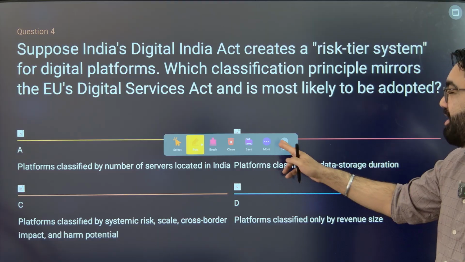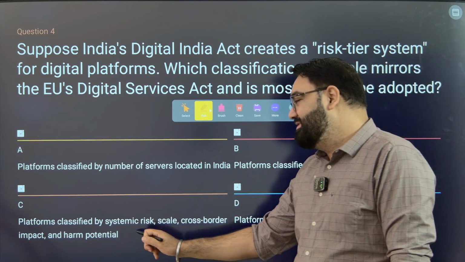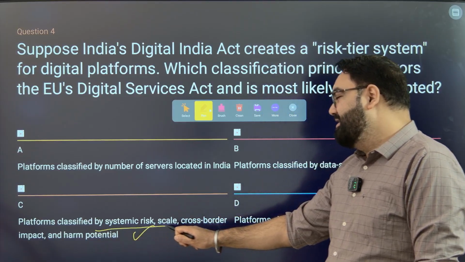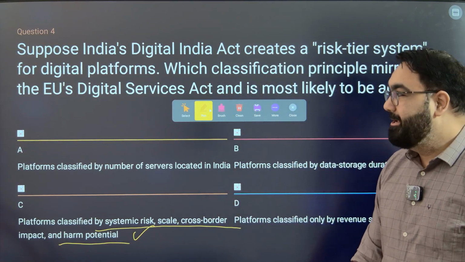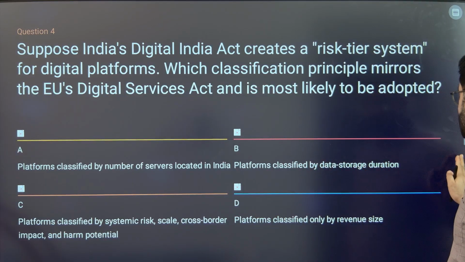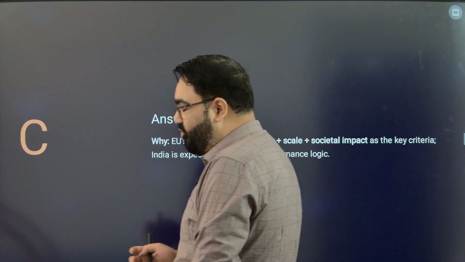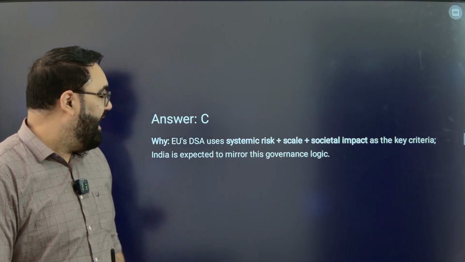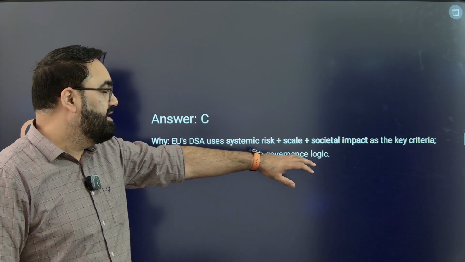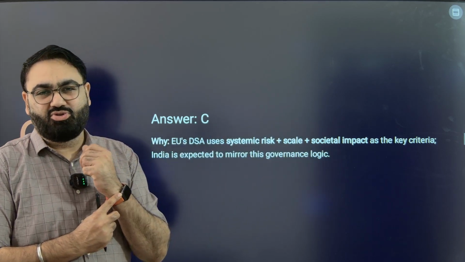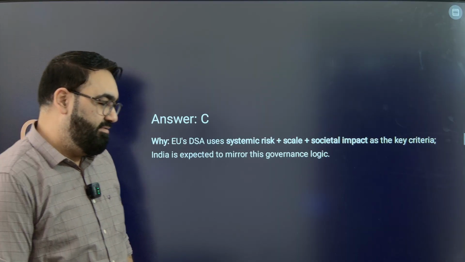All they're asking is, how does the EU classify their platforms? The answer is this. In the EU's law, the platforms are classified by systemic risk, scale, cross-border impact, and harm potential. That is how different laws are made. That is how the platforms are given a different set of rules to follow. The EU, that is the European Union, uses the Digital Services Act and takes into consideration the systemic risk a platform has, the scale of the platform, how many people are there, and the social impact that the platform would have. All this is taken into consideration to rank these platforms.